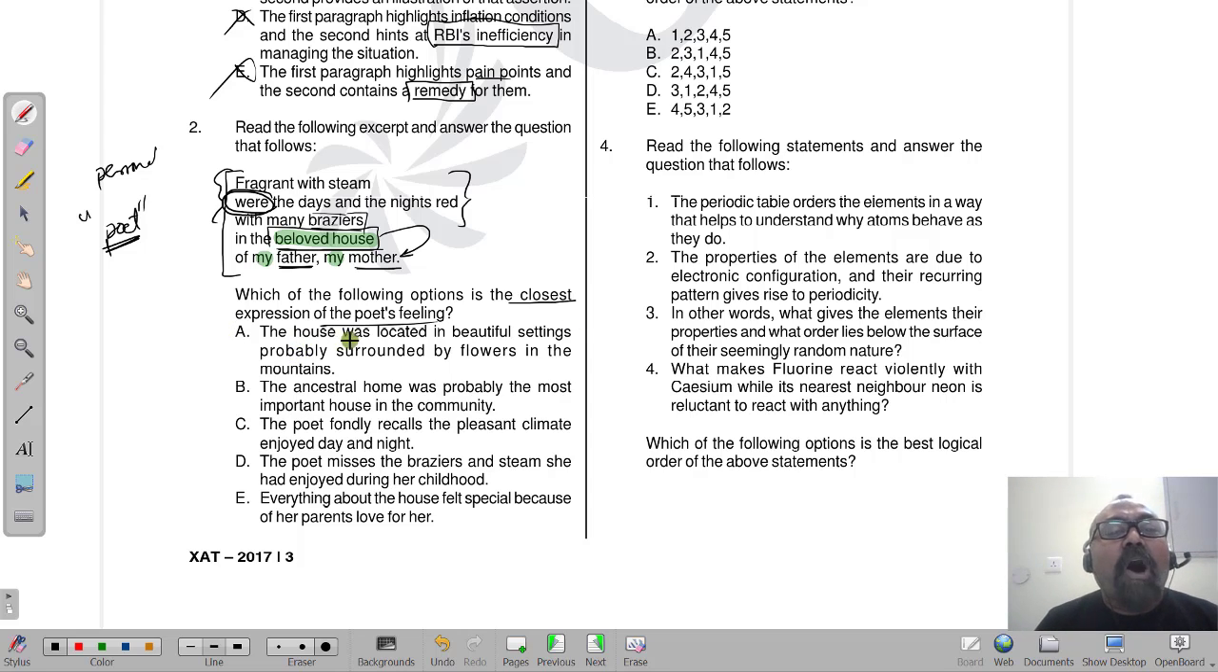Let's look at A. The house was located in beautiful settings, probably surrounded by flowers in the mountain. This says the poet's feeling about the house is because of the location, where it is, the beauty of the house. So that's not better. That is kind of an external manifestation of the beauty of the house, but it's much more internal, ladies and gentlemen. It's about the beloved house of my mother, my father. This answer choice A would be incorrect.